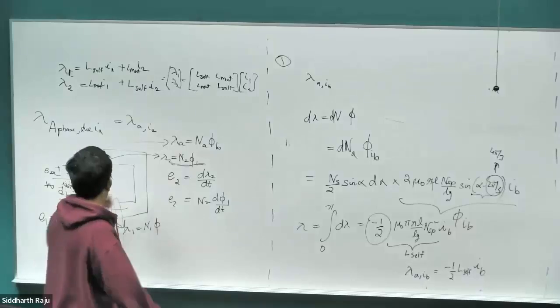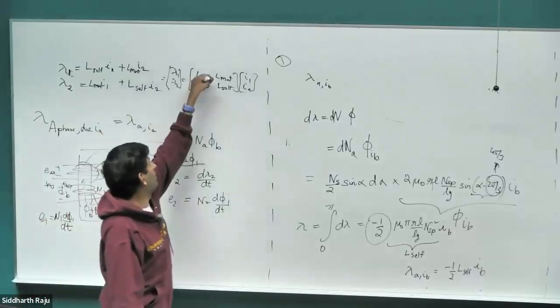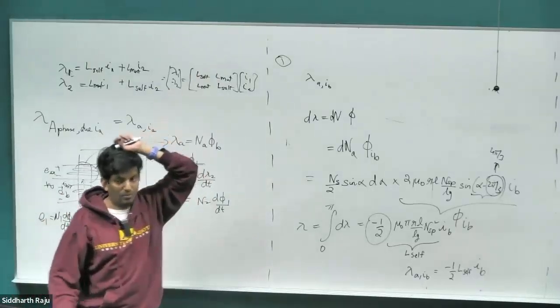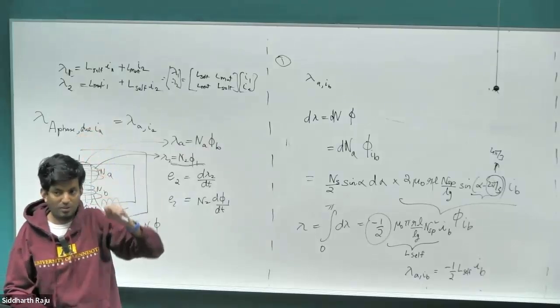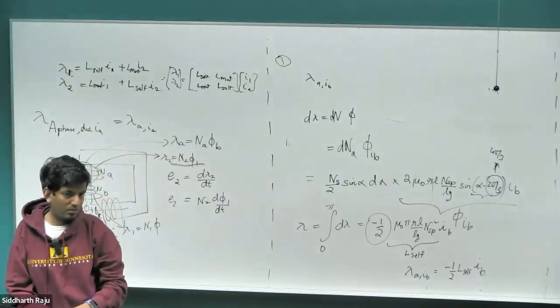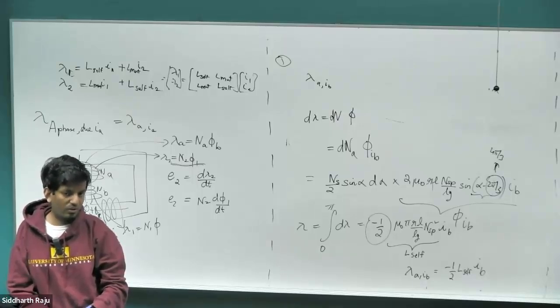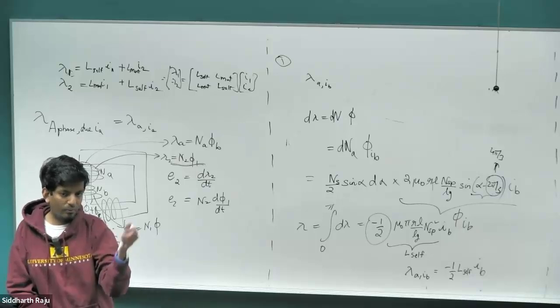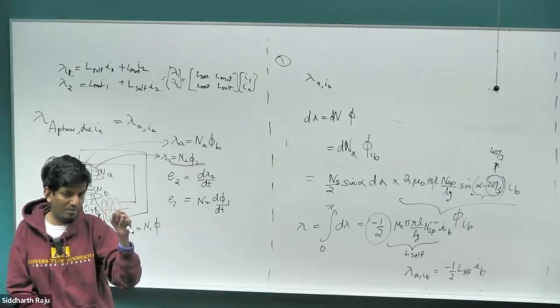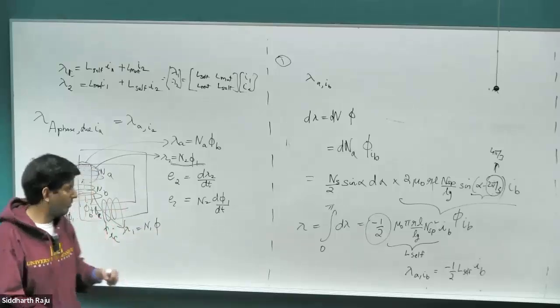Can somebody go back to the simple case again? How do I make this L mutual negative? What do I do to make the L mutual negative? Put currents in the opposite directions. Put current in the opposite directions, all right. Any other way? So what can I do to the coil to make that happen? Yeah. Reverse polarity. Reverse the polarity.